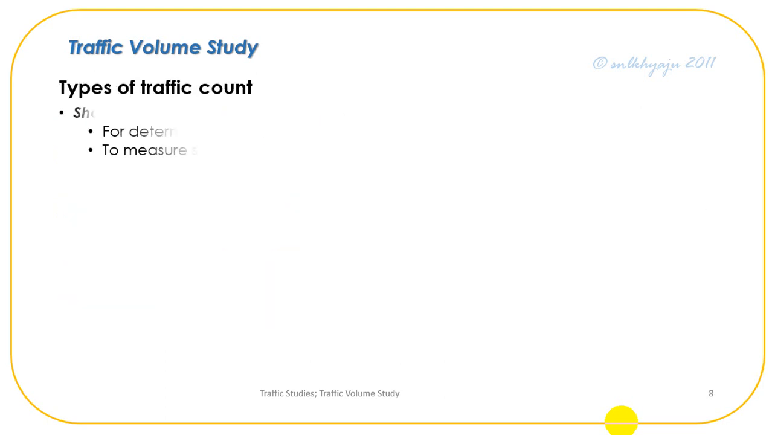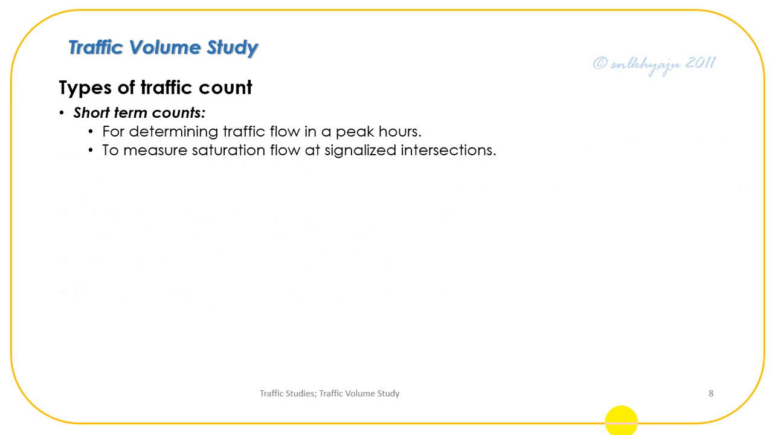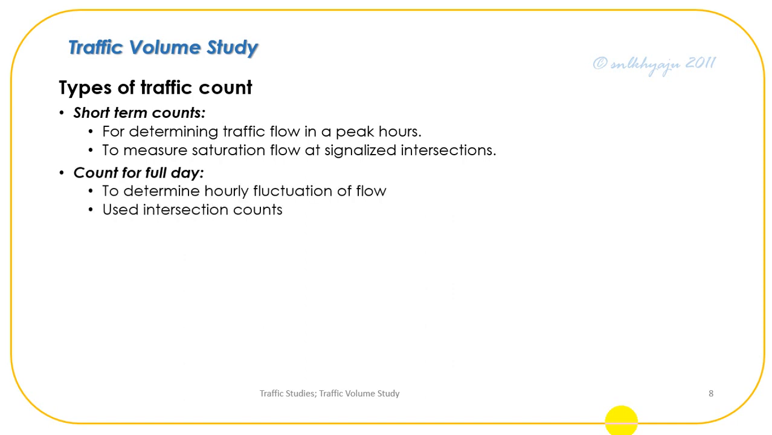Types of traffic count. Traffic count may be short-term count. Short-term counts are for determining traffic flow in a peak hour to measure saturated flow at signalized intersection. Traffic flow for a full day is used to determine hourly fluctuation of flow, used for intersection counts.